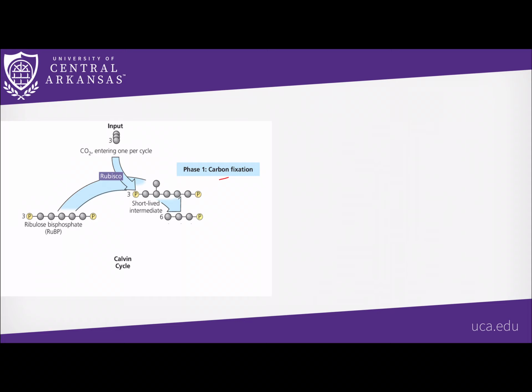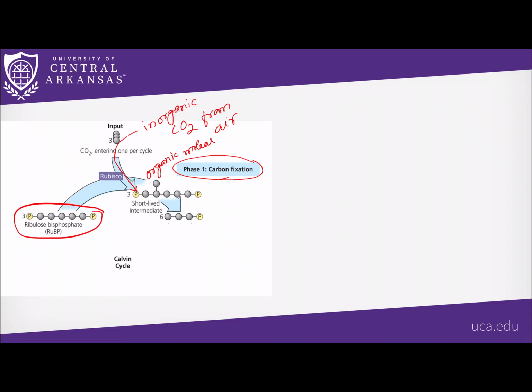Phase 1 is carbon fixation. Carbon fixation is where you take inorganic carbon dioxide from the atmosphere, which is air, and bring it into the cells and fix it into organic molecules. And the molecule which accepts the carbon dioxide is the one which cycles, and this is called ribulose bisphosphate. It's a 5-carbon sugar. So 1, 2, 3, 4, 5 carbon sugar with 2 phosphates on it.